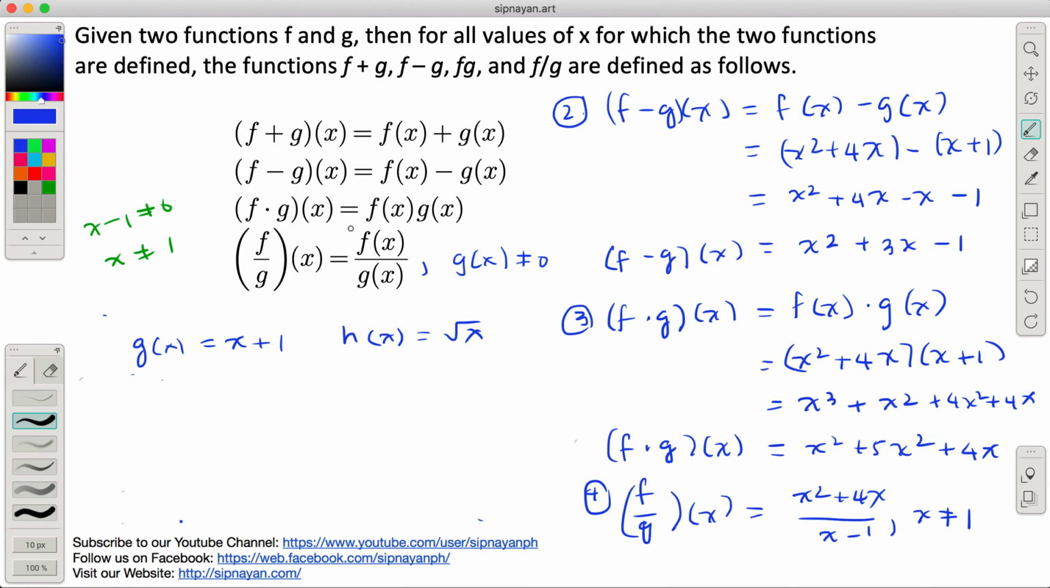Before ako mag-end, let me remind you na dapat aralin niyo yung interval notation, kasi gagamit tayo ng interval notation sa susunod na video.